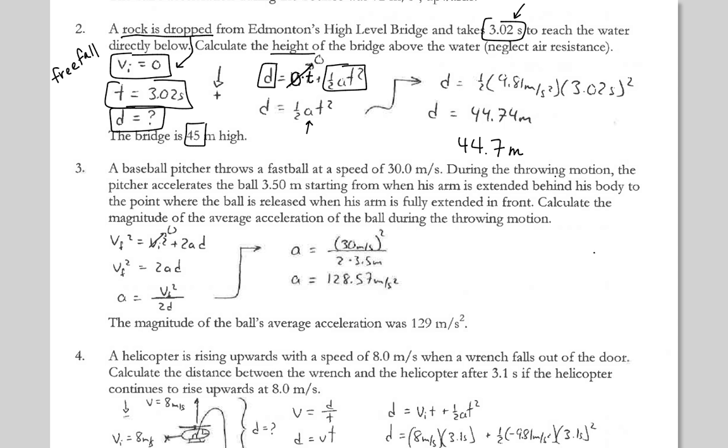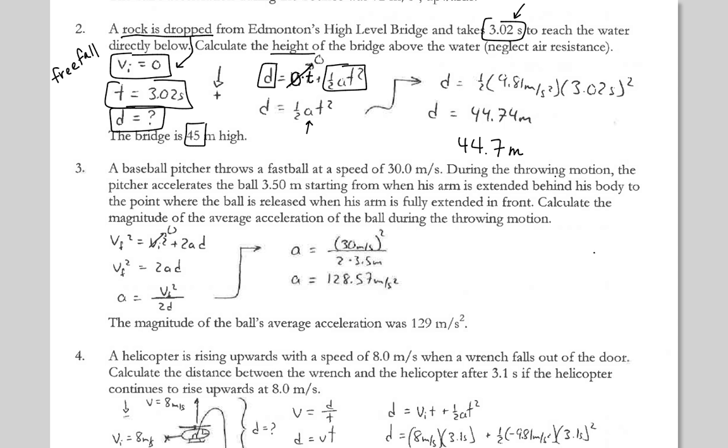All right, next one. A baseball pitcher throwing a fastball at a speed of 30 meters per second. During the throwing motion, the pitcher accelerates the ball 3.5 meters, starting from when his arm is extended behind his body to the point where the ball is released when his arm is fully extended in front. Calculate the magnitude of the average acceleration of the ball during the throwing motion.